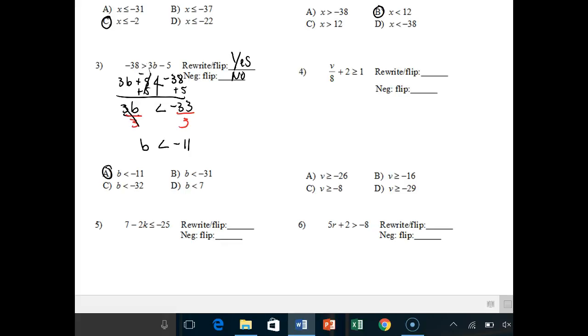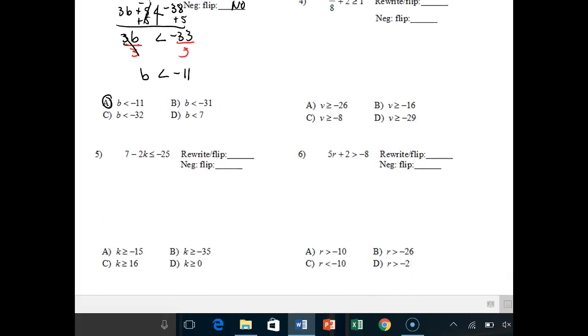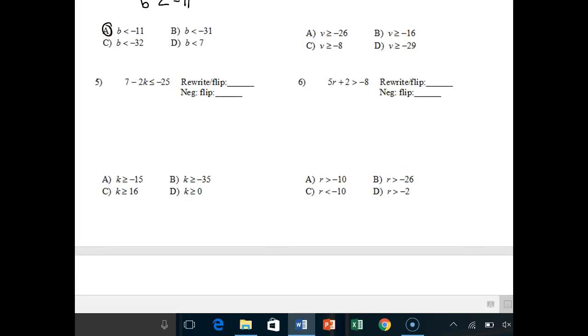Alright, here we go with number 5. Do I need a rewrite flip? No. Do I need a negative flip? There's a -2 attached to my variable, so yes. So you can keep this exactly as it is, 7 plus -2k, but now flip your inequality sign, greater than or equal to -25. Alright?